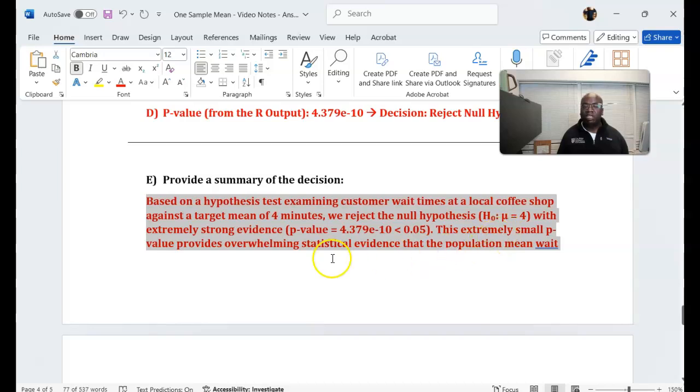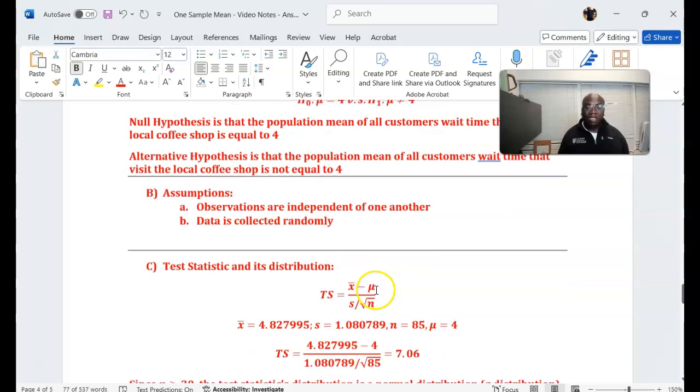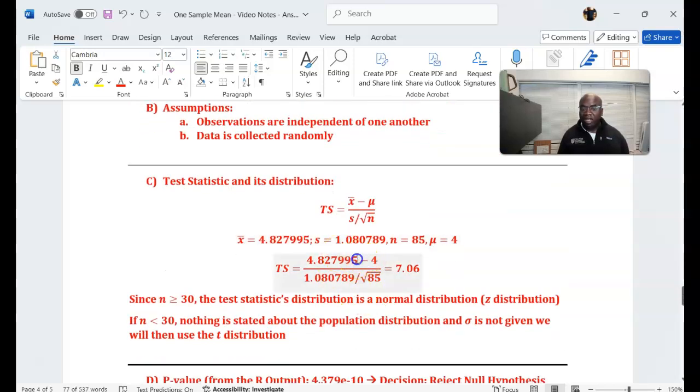This extremely small p-value provides overwhelming statistical evidence that the population mean wait time differs significantly from 4 minutes. Now this is where it goes back to the business owner, suggesting the business owner should investigate and implement changes to their services, since the test statistic is positive. Because the test statistic is positive, we know it's x bar minus mu, which means that x bar is greater than our target.